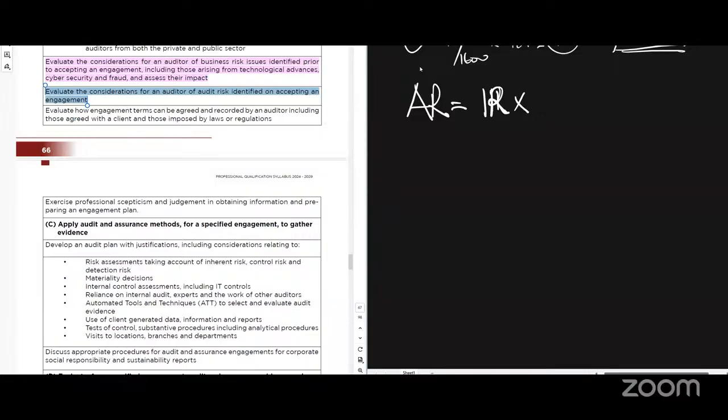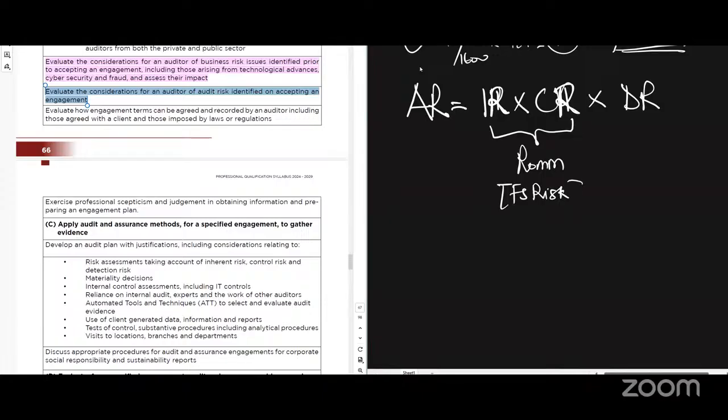Inherent risk by control risk by detection risk. Okay, this is audit risk. So these two are called the risk of material misstatement. This is what we call the financial statement risk. This one is the fault of the entity.